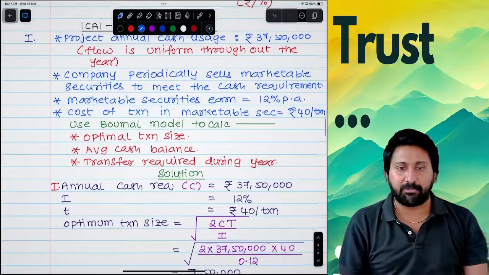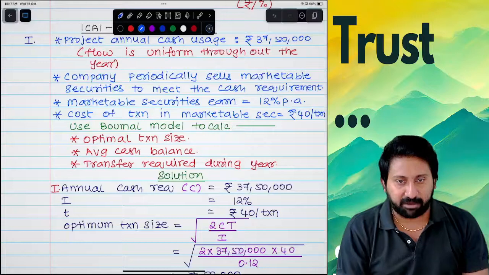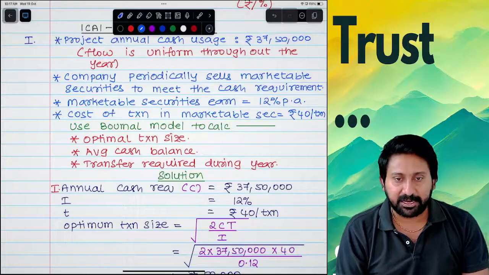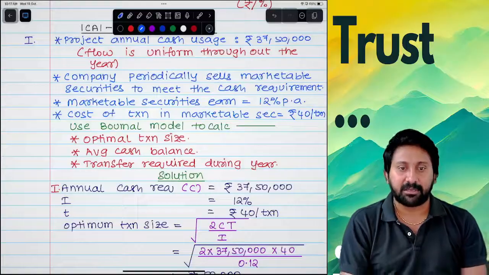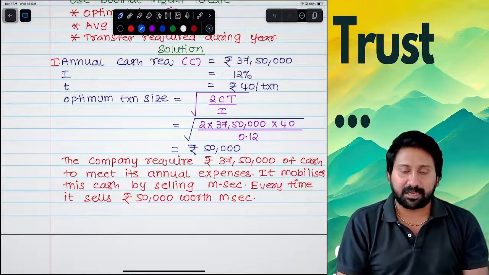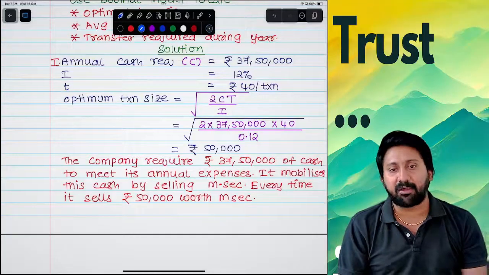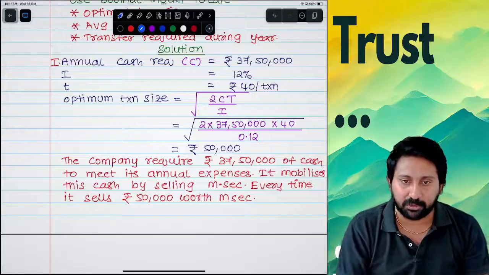4 marks they will give. So this is how the 4 marks question will come. Annual cash requirement is 37,50,000, interest is 12%, and transaction cost is 40 per transaction. Optimum transaction size you have calculated. Company requires 37,50,000. Every time you have to sell 50,000, means how many transactions do you need to do? 75 transactions throughout the year.